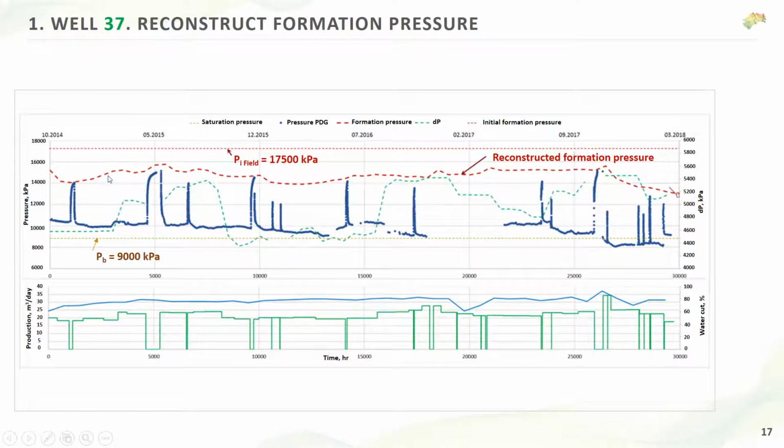So here is the reconstructed formation pressure. Initial formation pressure was a little bit higher, but bubble point pressure is quite low, so there was no problem in formation pressure, well, not much problem up to this period. But after that, our formation pressure started decreasing. And actually, that is the reason why we have a rate decrease here.